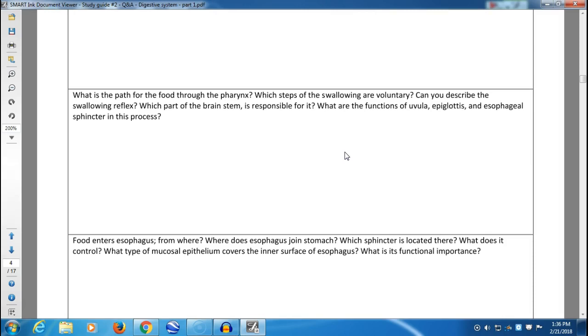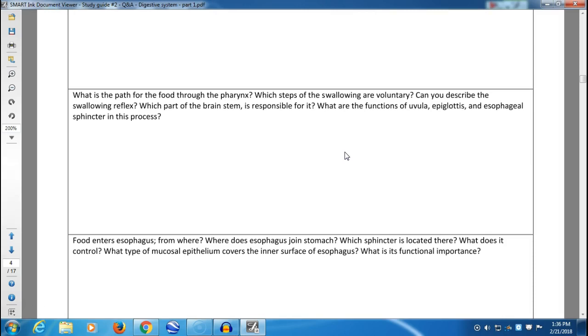Esophagus, how does it look when there's no food in it? It's collapsed. What are the layers? What is the difference between the esophagus and, like, the stomach? Couple differences. So first of all, does the esophagus have serosa? No, it's adventitia, it just attaches it to other structures.